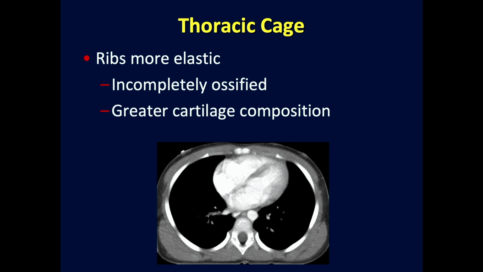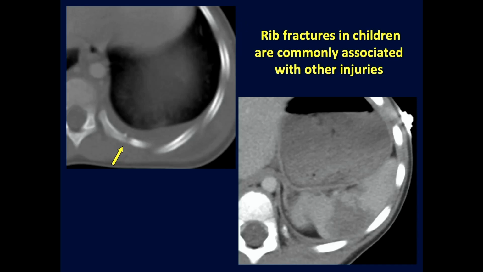The thoracic cage in children is quite flexible. The bones are less well ossified, and so they can bend and not break. They have a lot of cartilage in them. So when you have an impact to the chest, then that impact may not cause rib fractures, but may cause significant injuries in the lungs and even in the mediastinum and the heart. And so you have to look carefully for those kind of injuries, even without fractured ribs.